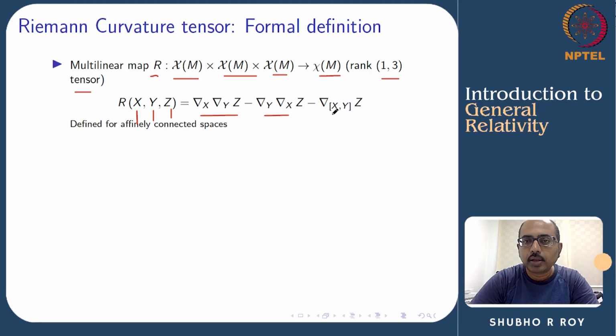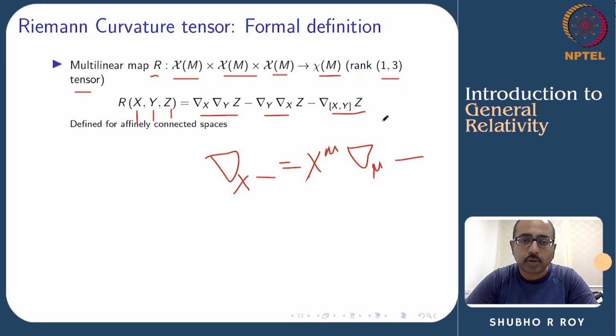These nablas are, of course, as most of you know, covariant differentiation. Covariant differentiation with respect to X, if you want to write it in some basis, will be X^μ ∇_μ, whatever it acts on. So these all have meaning, and hopefully by this week you know how to operate with covariant derivatives, which we already did last week.